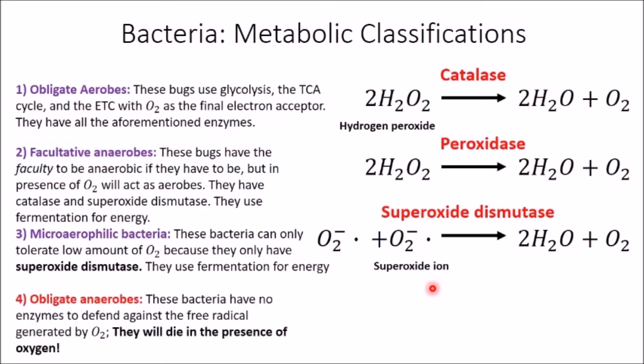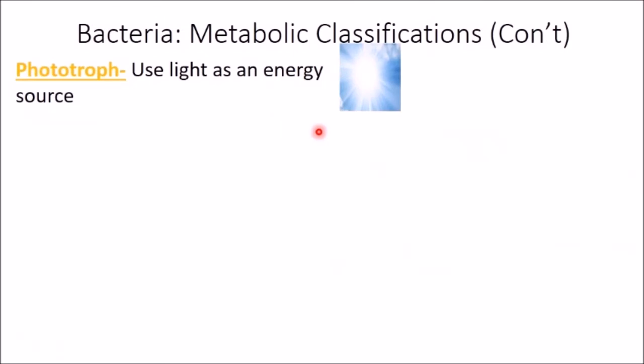And obligate anaerobes. Obligate anaerobes are bacteria that have no enzymes to defend against the free radical generated by oxygen. They will die in the presence of oxygen. Those are the guys that don't have any of these enzymes, and they die because they can't combat free radical oxygen species like hydrogen peroxide and superoxide ion, or reactive oxygen species. So those are just other classifications. I don't expect you to know any of that. Just appreciate the fact that there are bacteria that can only live either without oxygen or with oxygen. Okay, all right, metabolic classifications continue.